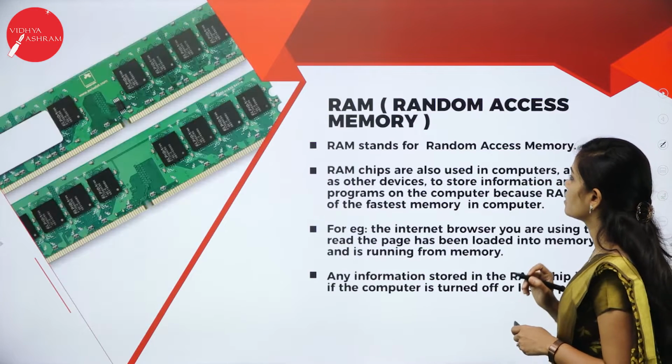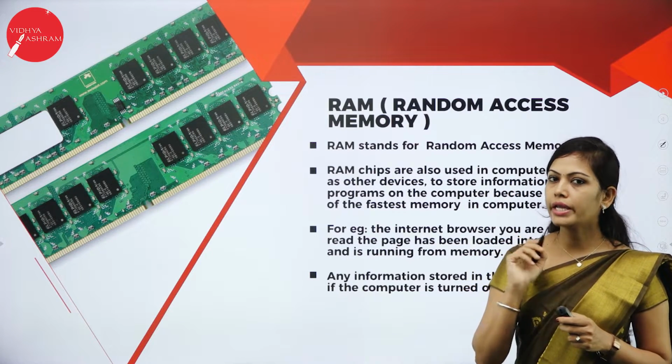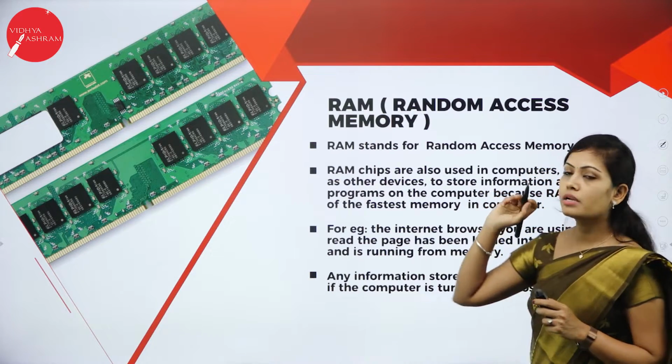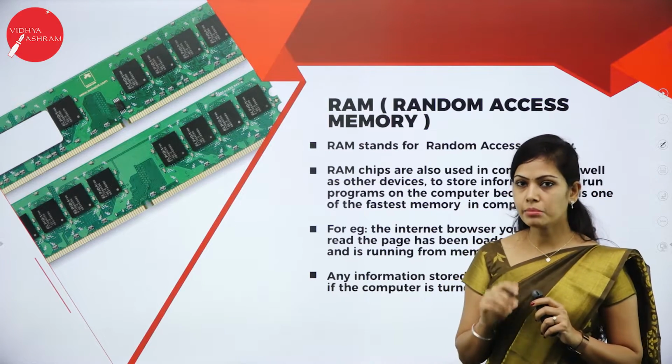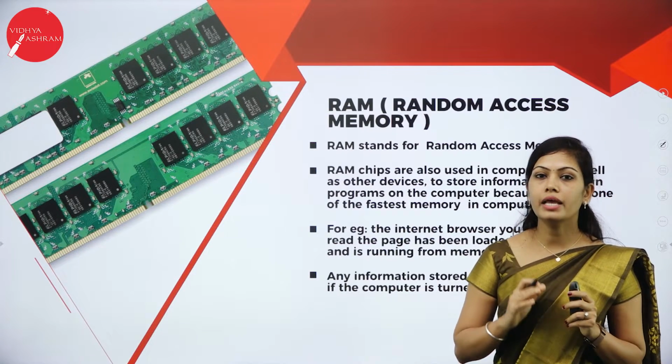So first one is RAM. RAM stands for random access memory. Very important question for 3 marks. So explain RAM in detail. RAM is called a temporary memory. So it is a volatile memory.